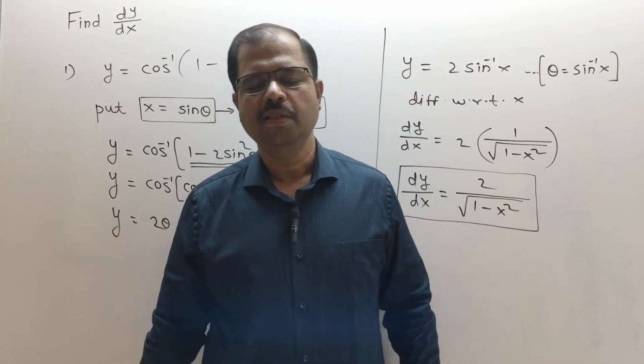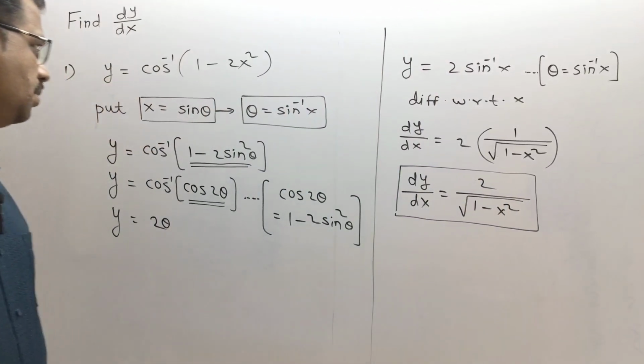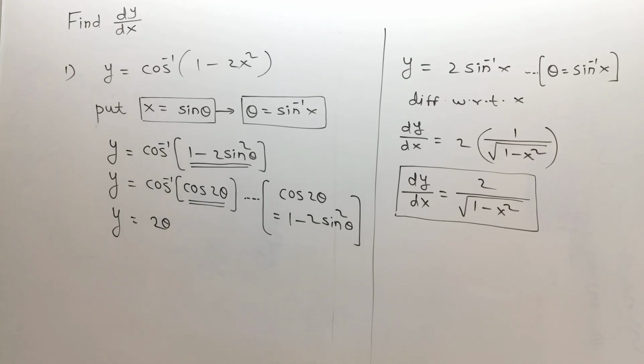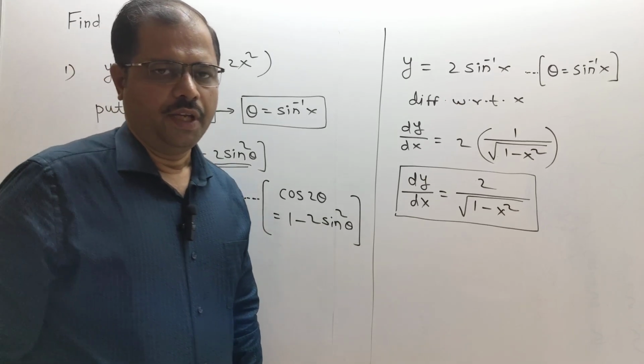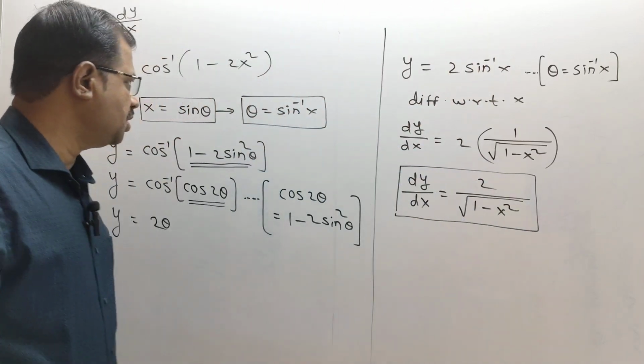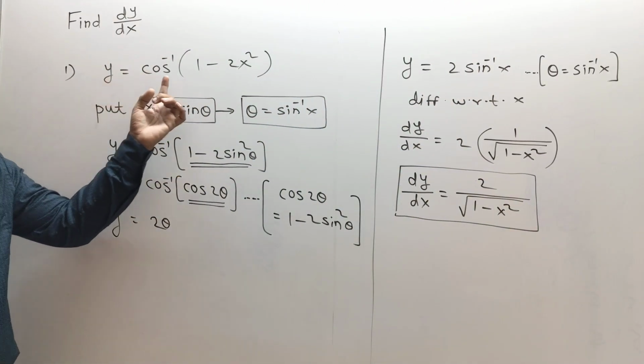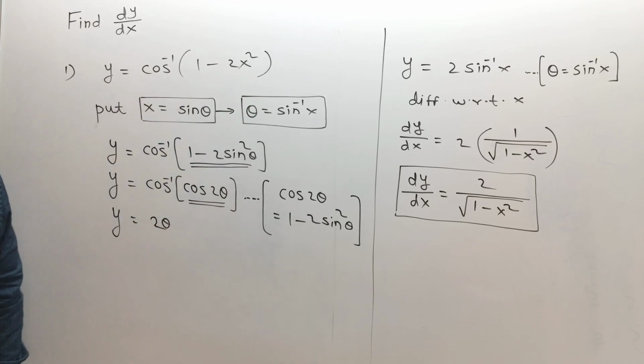Hello students, in the previous lecture we saw how to take the derivatives of inverse trigonometric functions. In this lecture we have to see one subtype of inverse trigonometric function by using substitution. Given problem: y is equal to cos inverse of 1 minus 2x square.